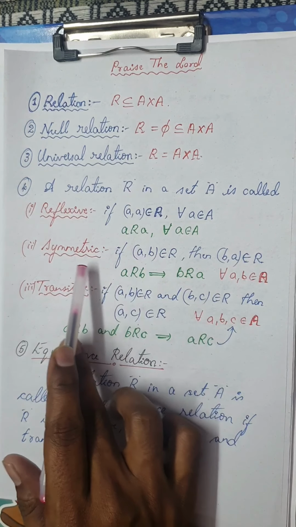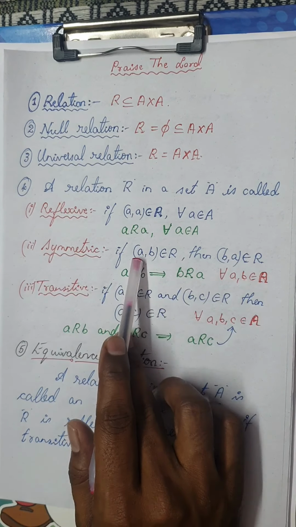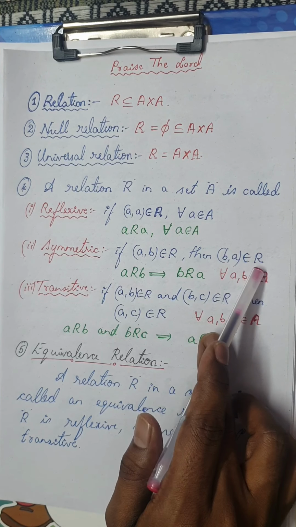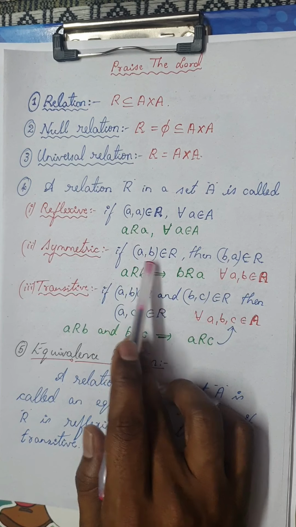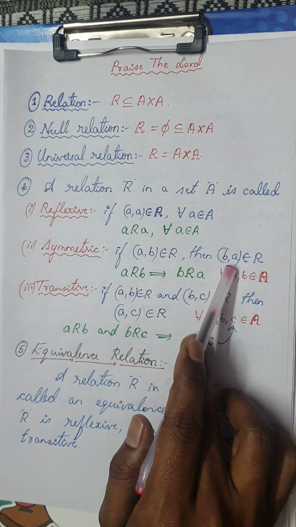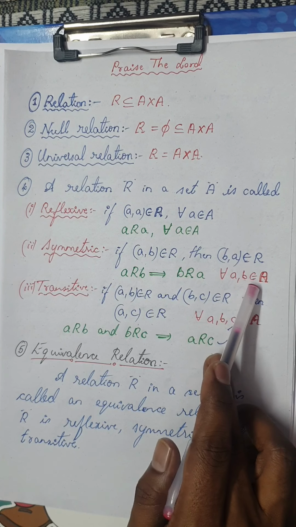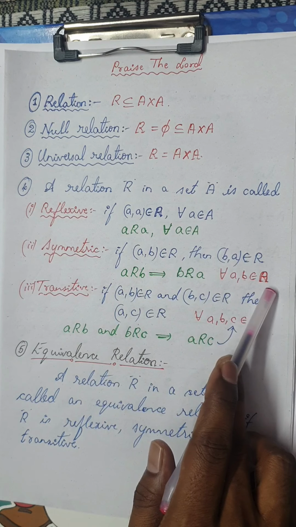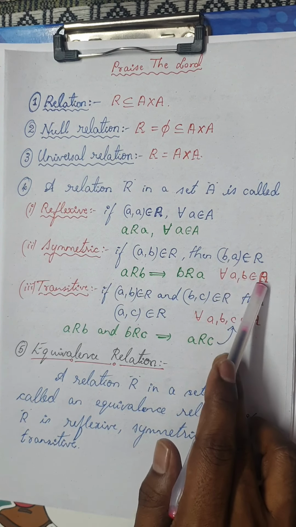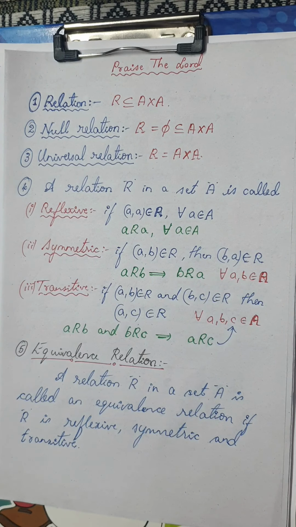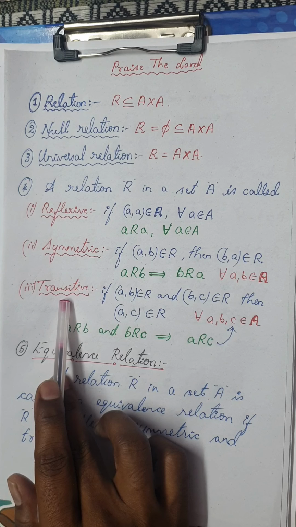A relation is called a symmetric relation if a is related to b, then there should be (b, a) in the relation. If (a, b) belongs to R, then (b, a) should also belong to R for every combination of a, b in the set A. Remember, elements belong to the set, but the ordered pair belongs to the relation. The third one is transitive relation.